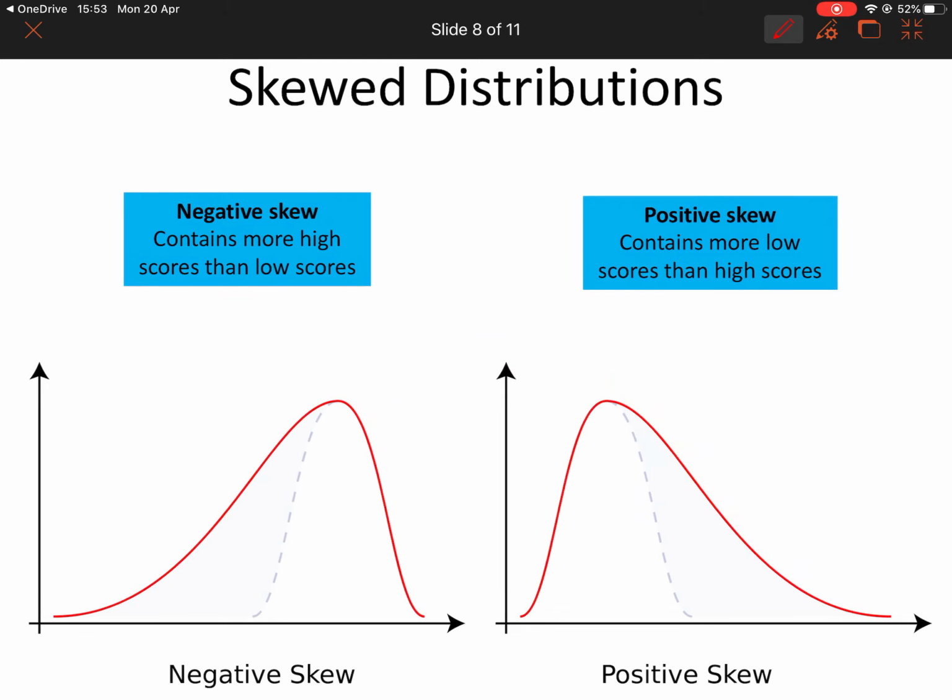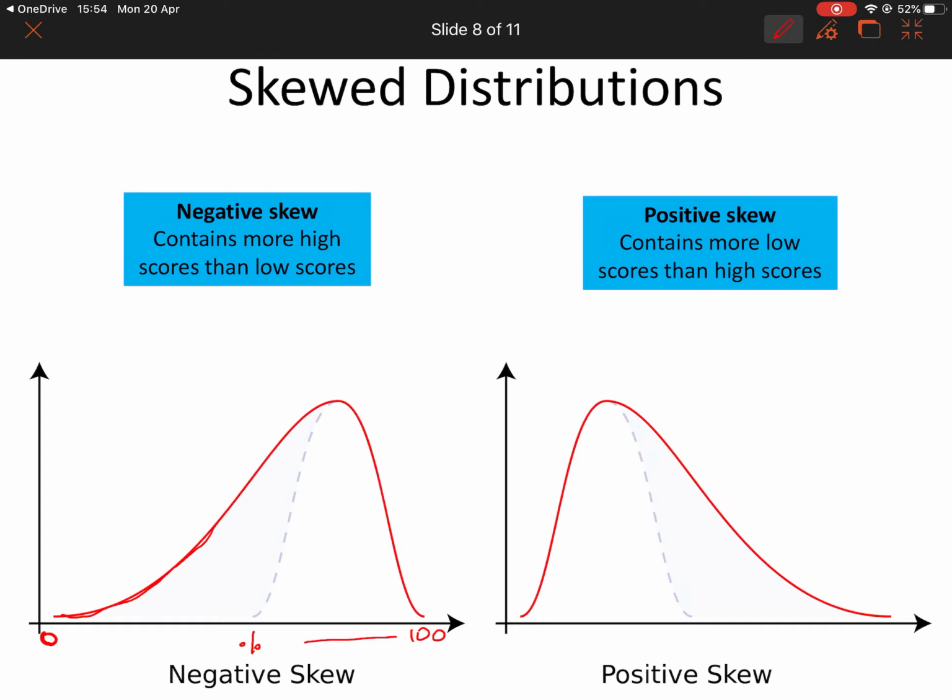Let's have a look here first of all at our negative skew on the left-hand side of your screen. We can see here immediately that our negative skew contains more high scores than low scores. So most of the distribution is concentrated here on the right-hand side of the graph, denoted by high scores. So again, let's pretend that this is percentage on a test. This is 0% and 100% here. We can see that most of the scores are high. The distribution is concentrated on the right-hand side of this graph with a long tail here on the left.